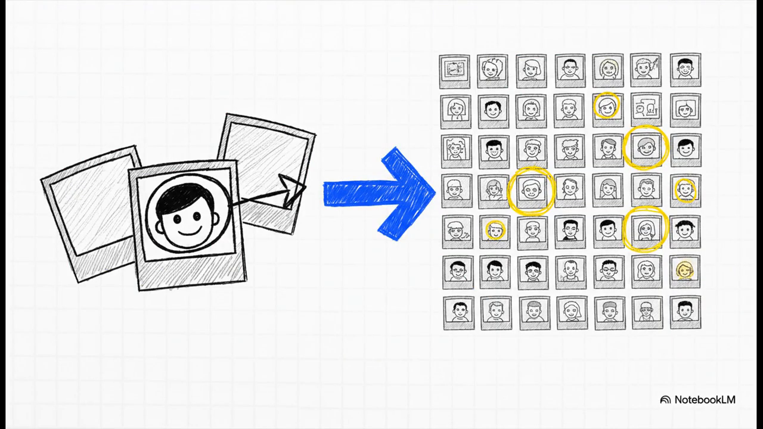A perfect example of this is probably sitting right in your pocket. You tag your friend, let's say Jane, in just a few photos on your phone. That's your small, labeled dataset. The algorithm then takes what it learned about Jane's face and scans thousands of your other unlabeled photos to find her in those too. So, a tiny bit of human help goes a very, very long way.